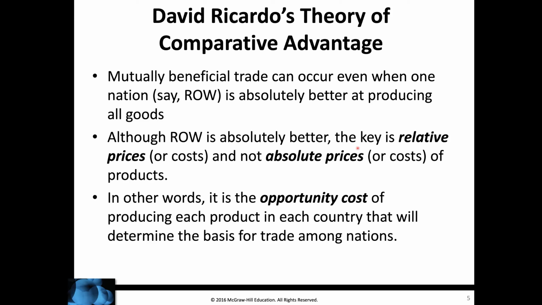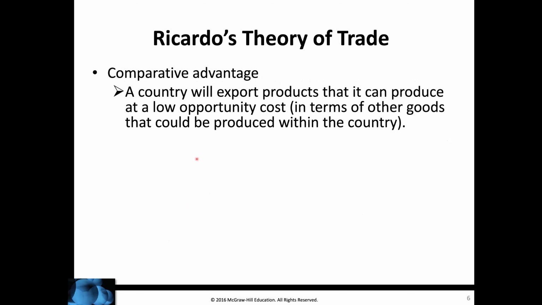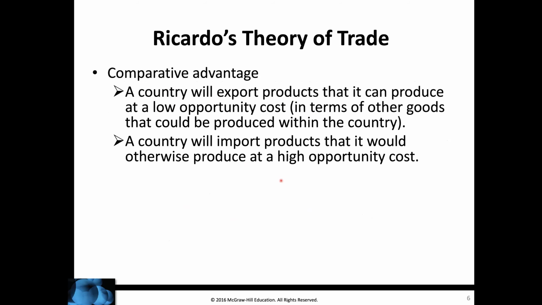So this gives us relative prices, not absolute prices of products, and where one country will have a comparative advantage over another. So Ricardo's theory of trade, looking at comparative advantage: a country will export products that it can produce at a low opportunity cost in terms of other goods that could be produced within the country. So low opportunity cost. A country will import products that it would otherwise produce at a high opportunity cost.